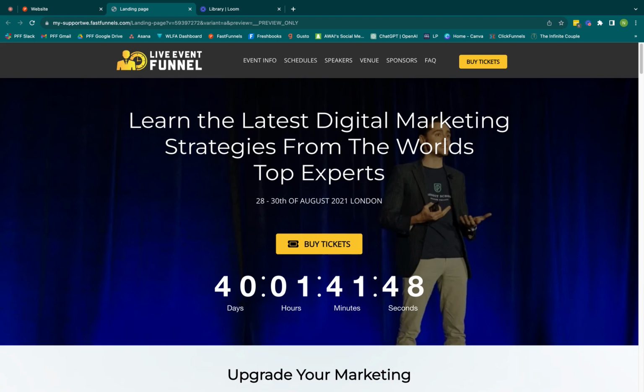Now, when I say live event funnel, I mean this is for those of you who are running seminars, any type of in-person retreat, conferences, trade shows, festivals, concerts, any type of live event where you are bringing people together. So it's an in-person event. That's what this funnel is going to be for.